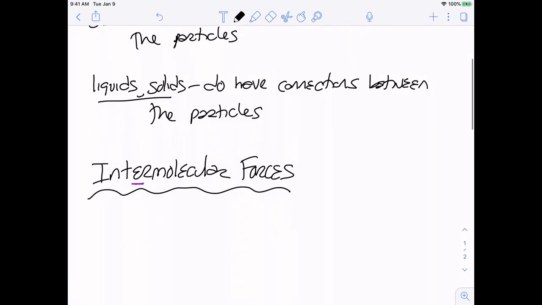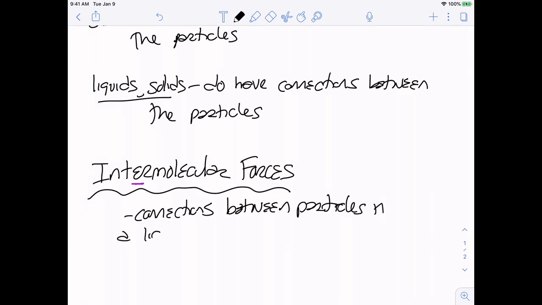So intermolecular forces are going to be the connections between particles in a liquid, and in some solids, but that's going to depend on what type of solid we have. We're going to have different types of solids, so in some solids, but not all of them. Again, if I have liquid water, what's holding one water molecule to another water molecule?